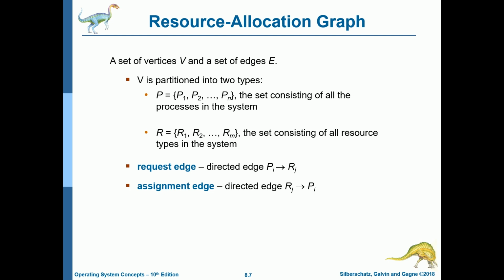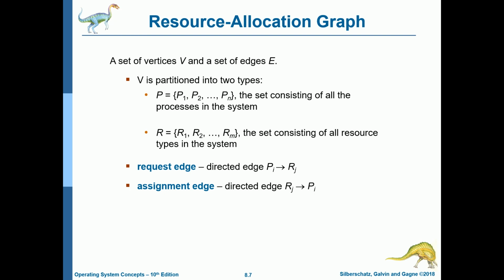A directed edge from the process P(i) to the resource R(j) is denoted by the forward edge. This signifies that the process P(i) has requested an instance of the resource type R(j) and is currently waiting for that resource.